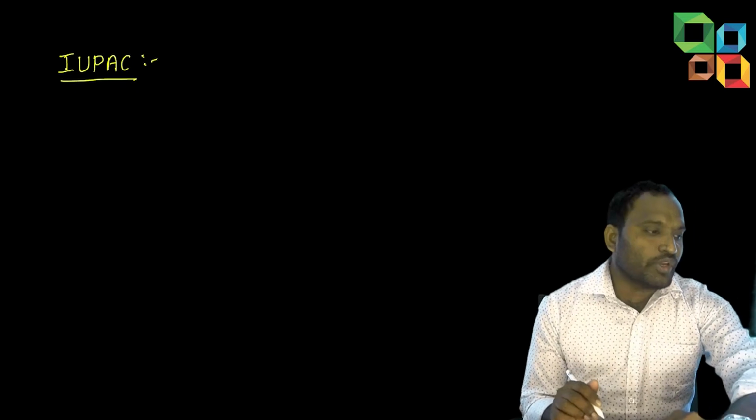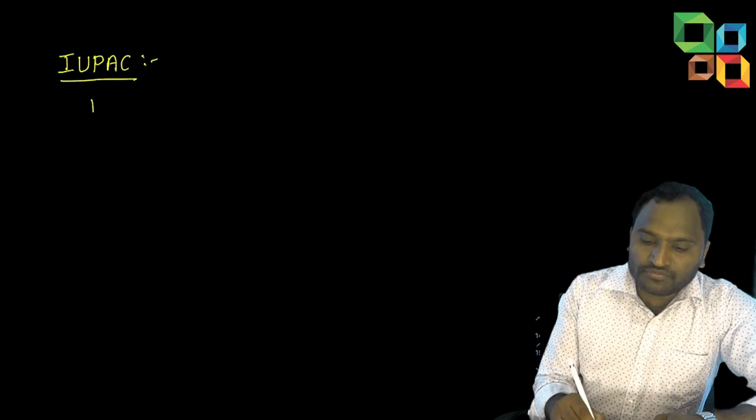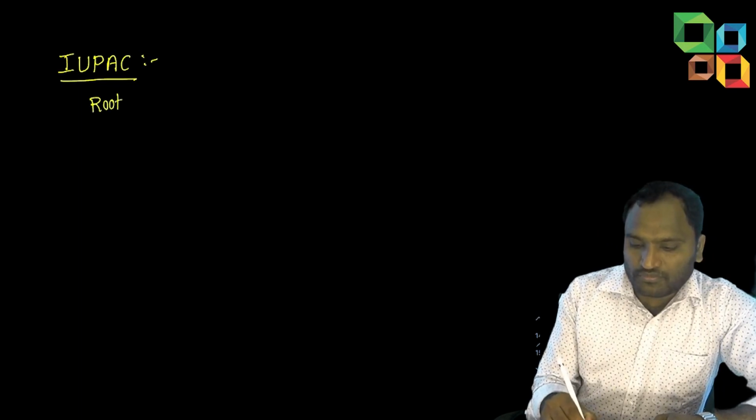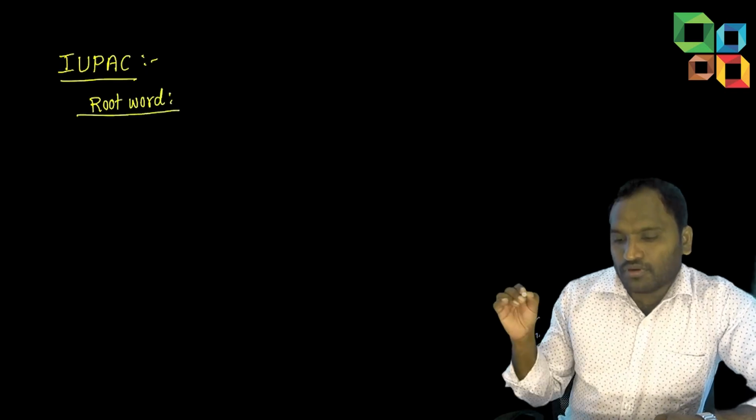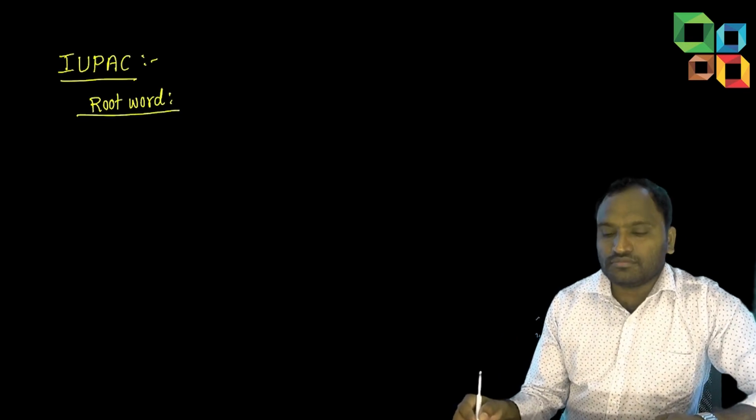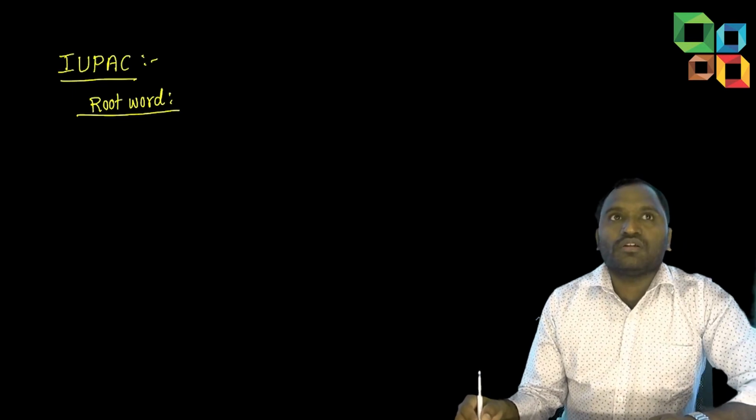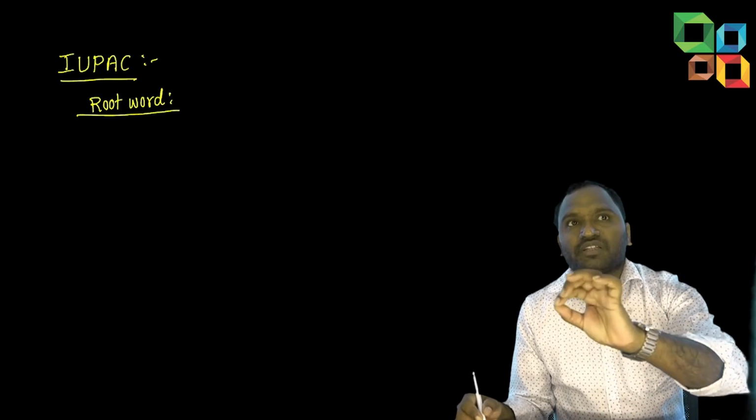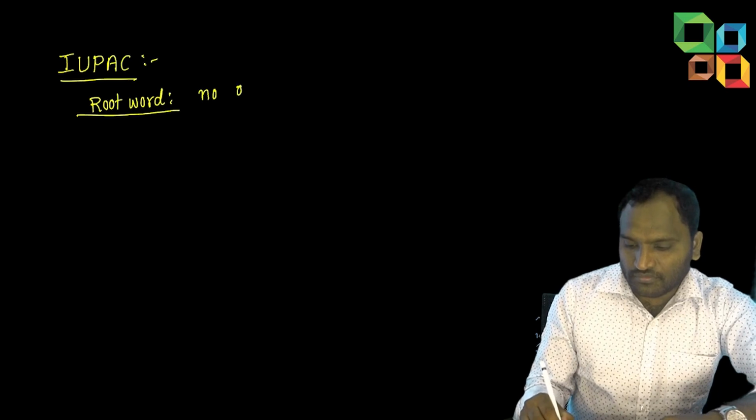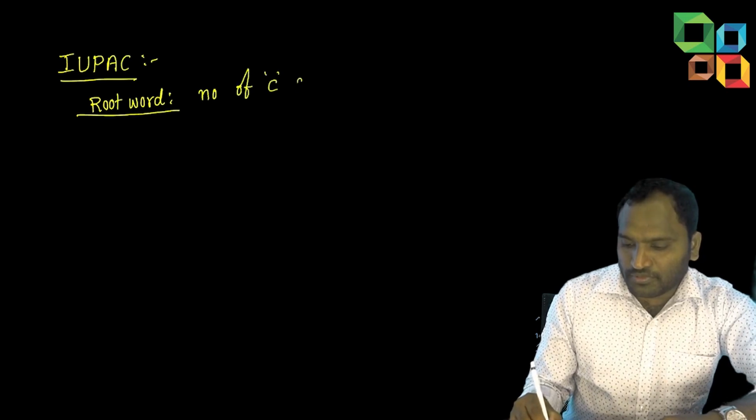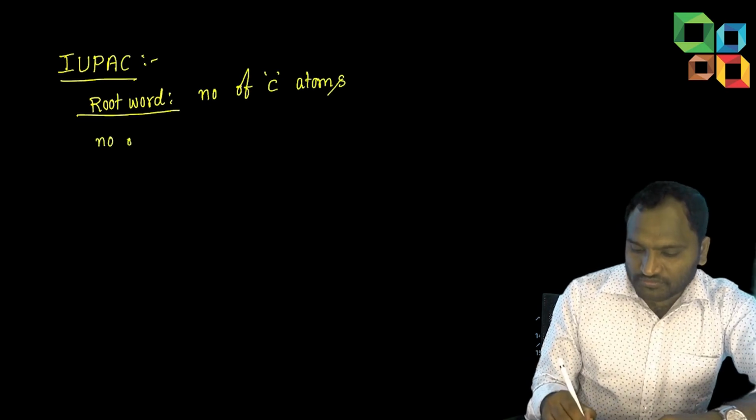Before going to the IUPAC system, I'll explain a few terms here. One is root word. Root word indicates the number of carbon atoms present in the chain. Right, Nana? Number of carbon atoms.